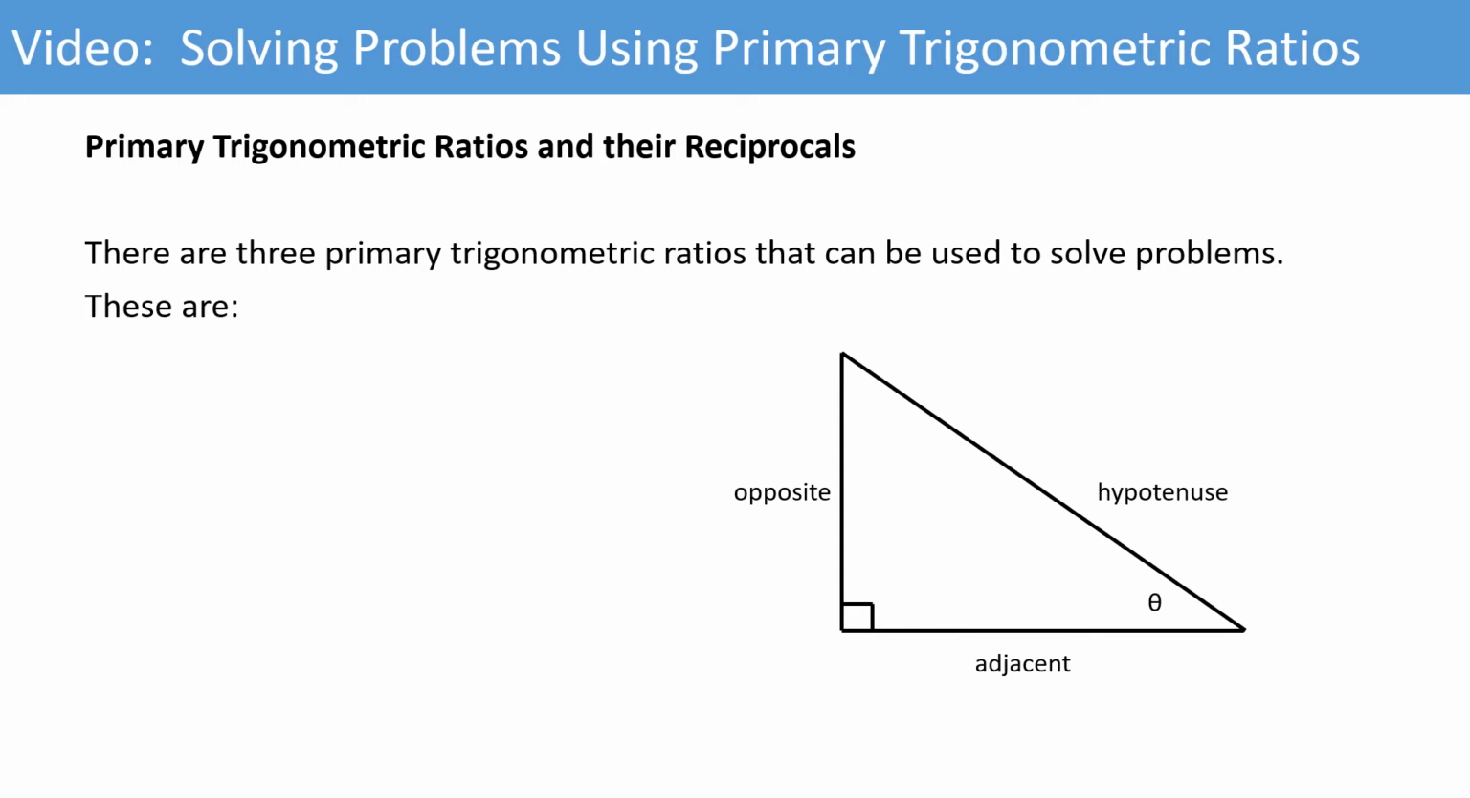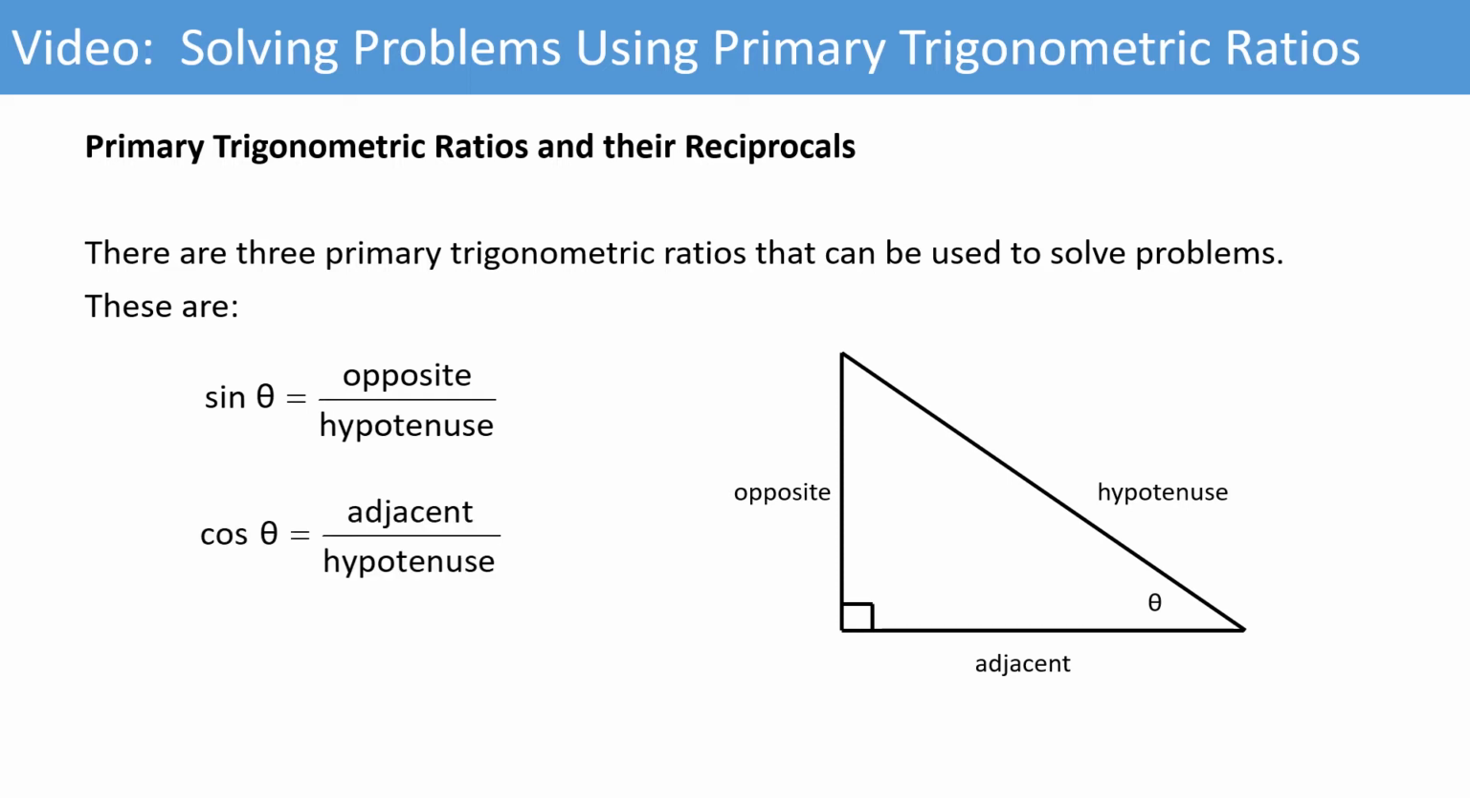The three primary trigonometric ratios are: sine theta is equal to opposite divided by hypotenuse; cos theta is equal to adjacent divided by hypotenuse; and tan theta is opposite divided by adjacent.